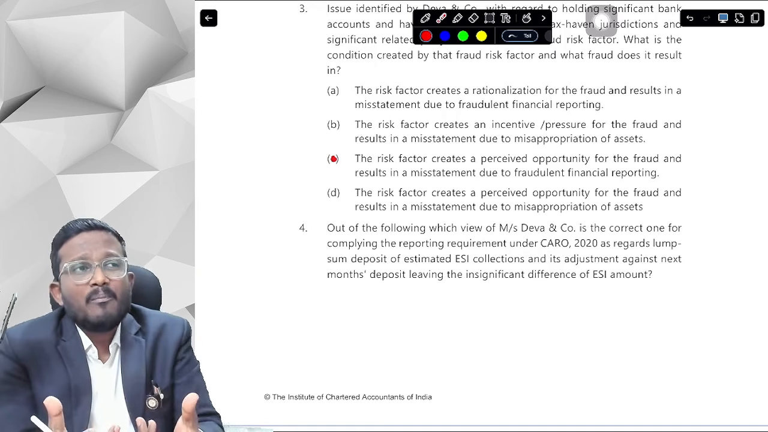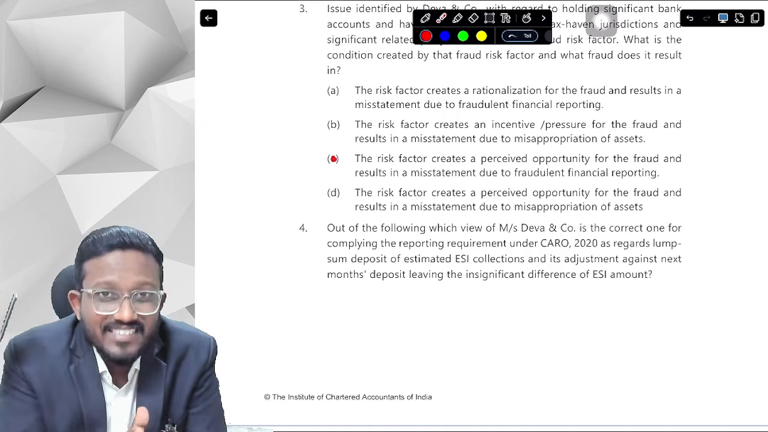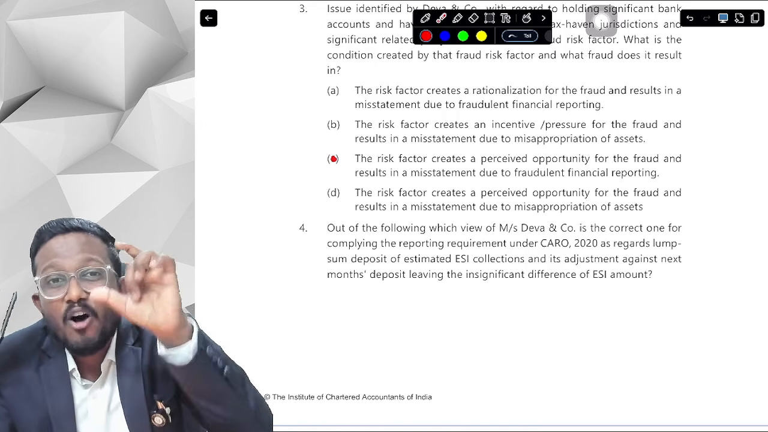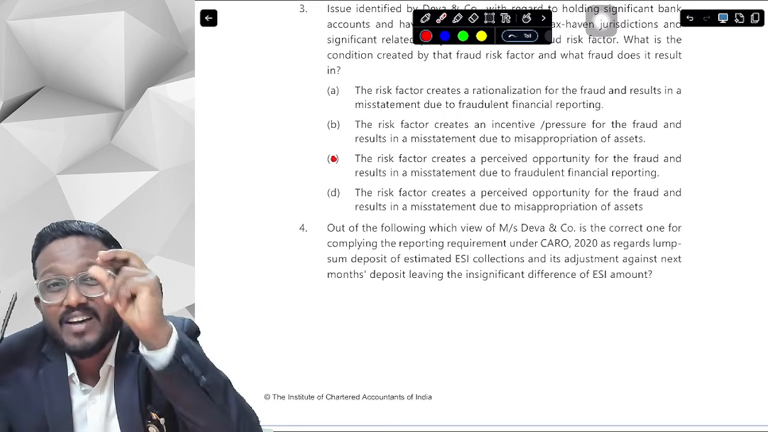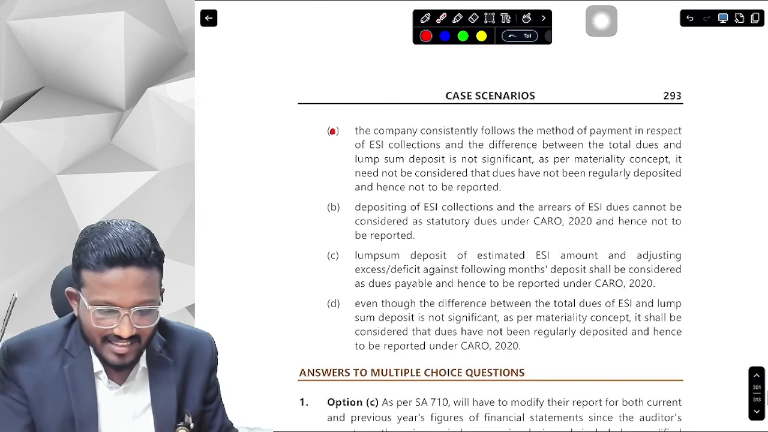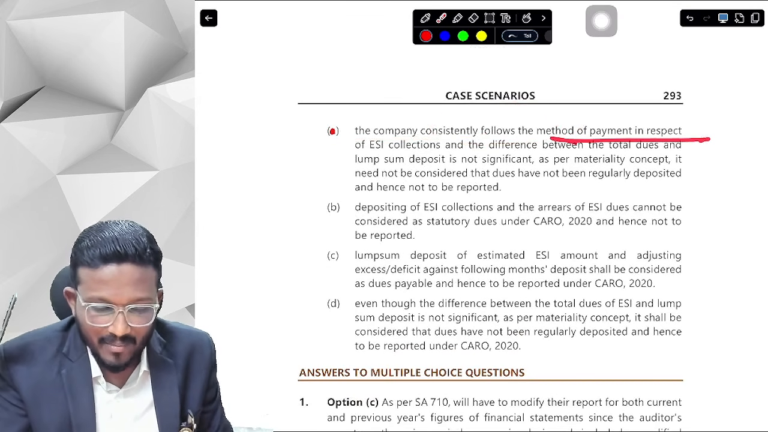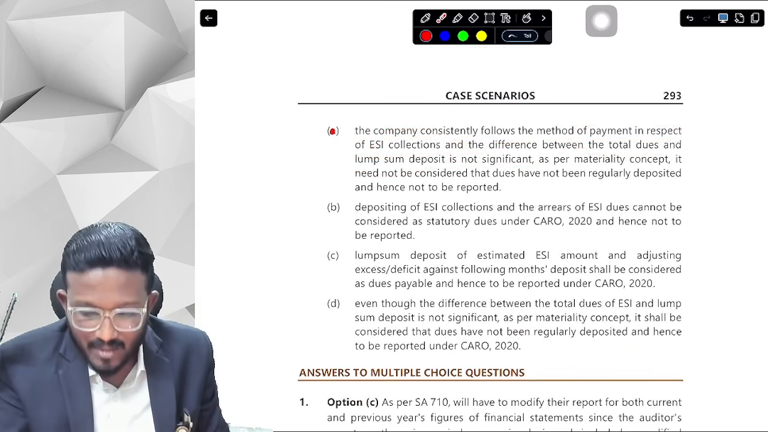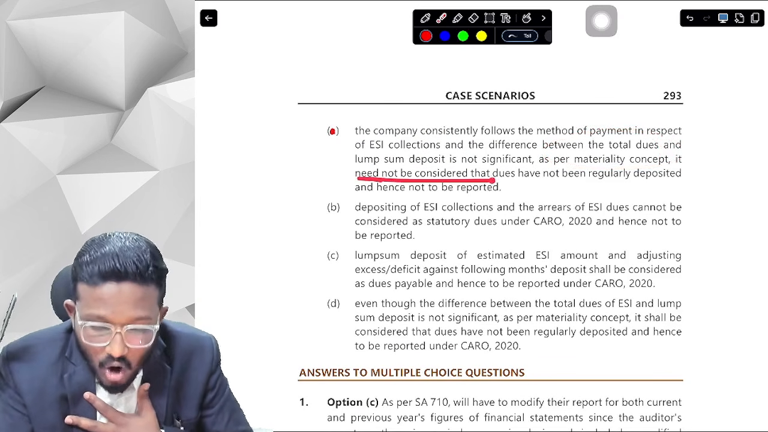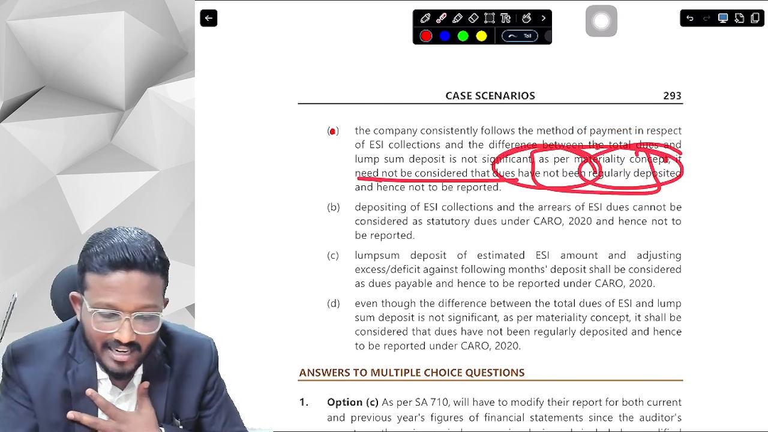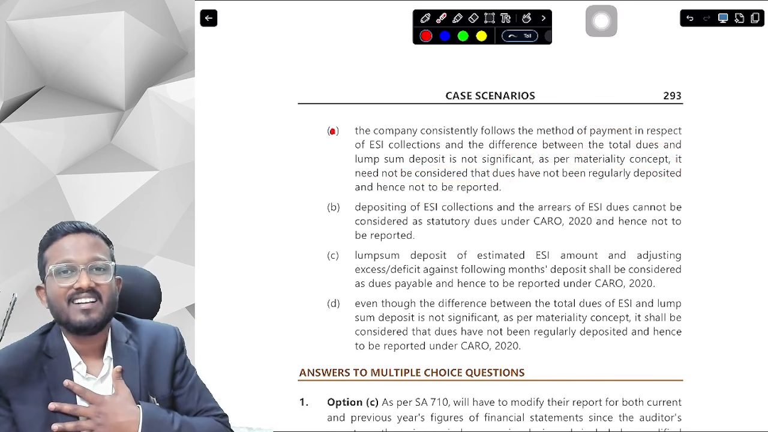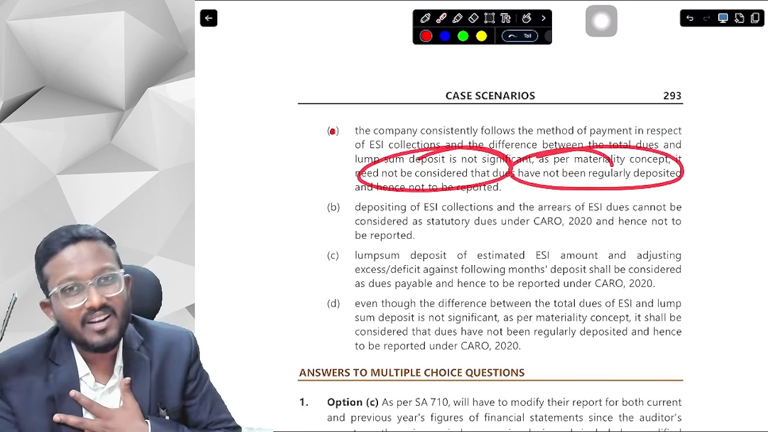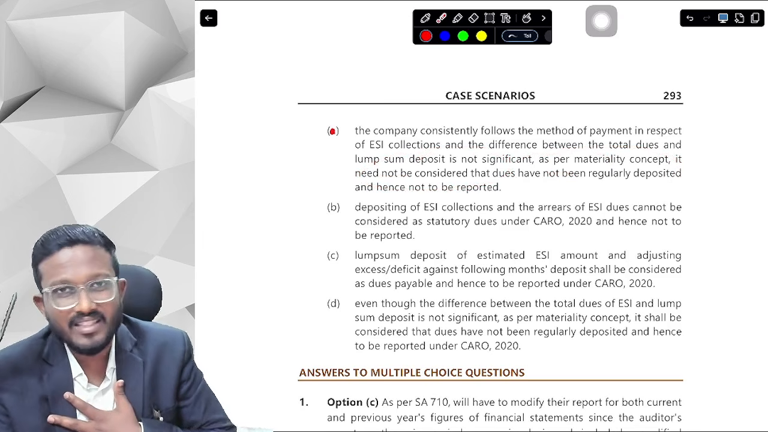So can I say that the company is regular in depositing statutory dues? Yes, in this particular case I can say that the company is regular in depositing statutory dues because of materiality, because the difference is very insignificant. So here it is saying that the company is consistently following the method of payment in respect of ESI collection, and the difference between the total dues and the lump sum deposit is not significant as per the materiality concept. So we can say that it is not considered that dues have not been regularly deposited, hence it need not be reported. So you can consider that the dues have been regularly deposited, so we should not report the same in CARO 2020.